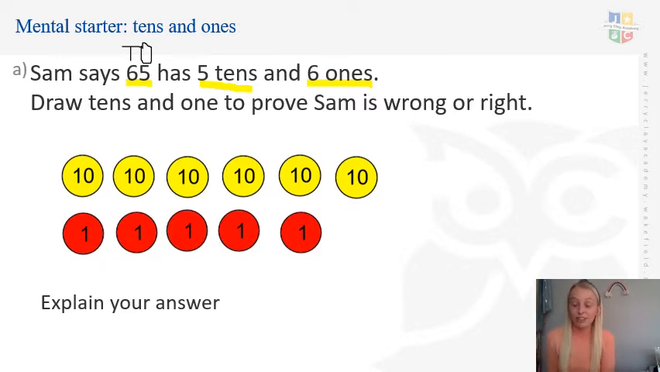Excellent. So you could have written anything to say Sam is wrong, because to make 60 you need to count in tens 6 times and then add 5 ones. You could have suggested that maybe Sam has done it the wrong way around, and maybe he's written his tens and ones on top the wrong way around. Any explanation you've got, but keep it. You can upload a photo of it with your Seesaw activity later. So well done, you two.